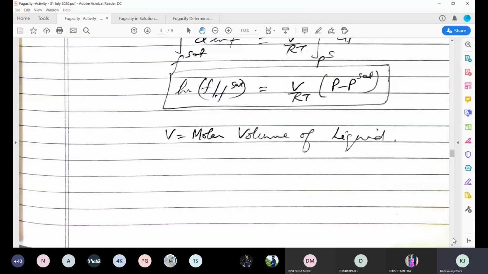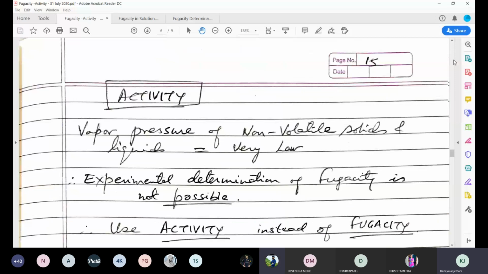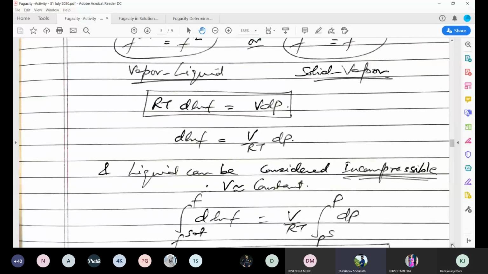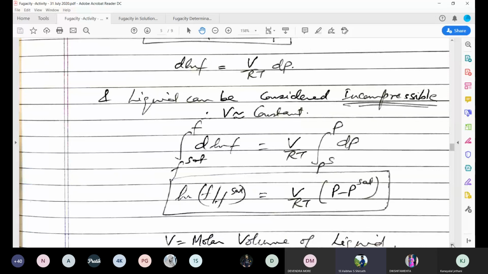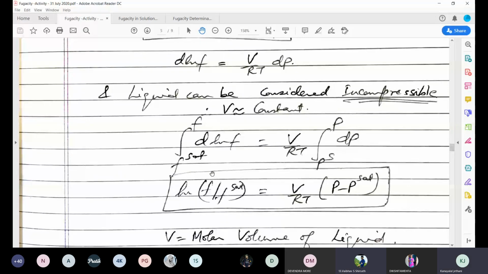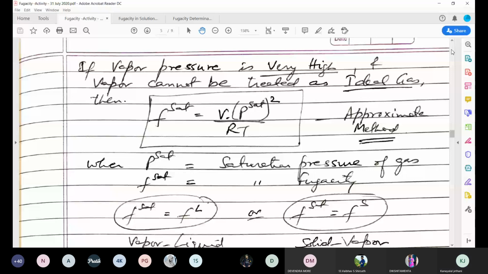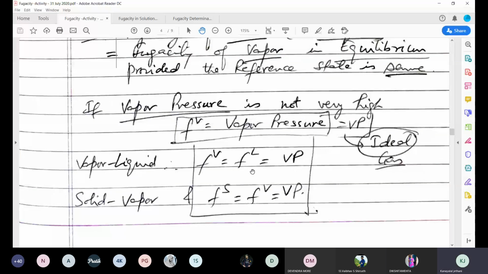Sir, वो लास्ट वाला जो एक्सप्रेशन है ना, ln f by f saturation, उसमें f l है क्या? See, it will depend. What do you want to find out? Do you want to find out solid vapor? See, ultimately हमने क्या derive किया? Equilibrium पर FL is equal to FV, right? So I can calculate, yes, anything.